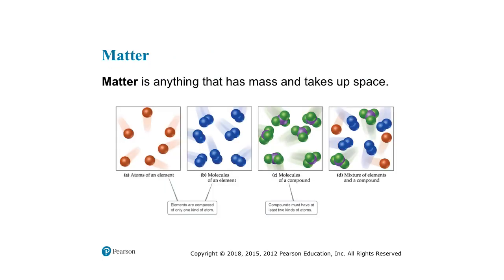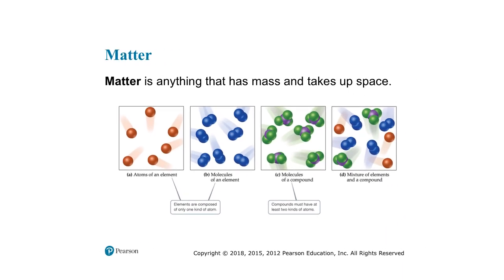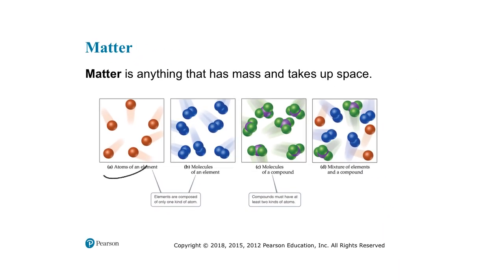Matter, of course, is anything that has mass and takes up space. Some examples of matter include atoms, molecules of a compound, and mixtures. These aren't all the examples of matter, just some examples. Now, some elements exist as atoms at room temperature. Examples of these would be the noble gases, things like helium, neon, argon, etc. These are elements that exist as a single atom at room temperature in their standard state.